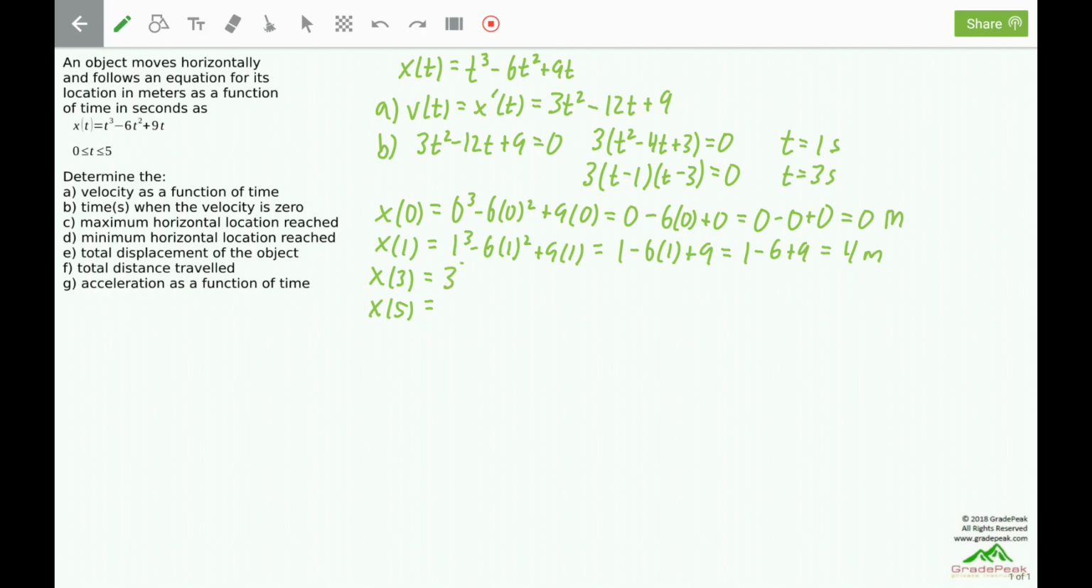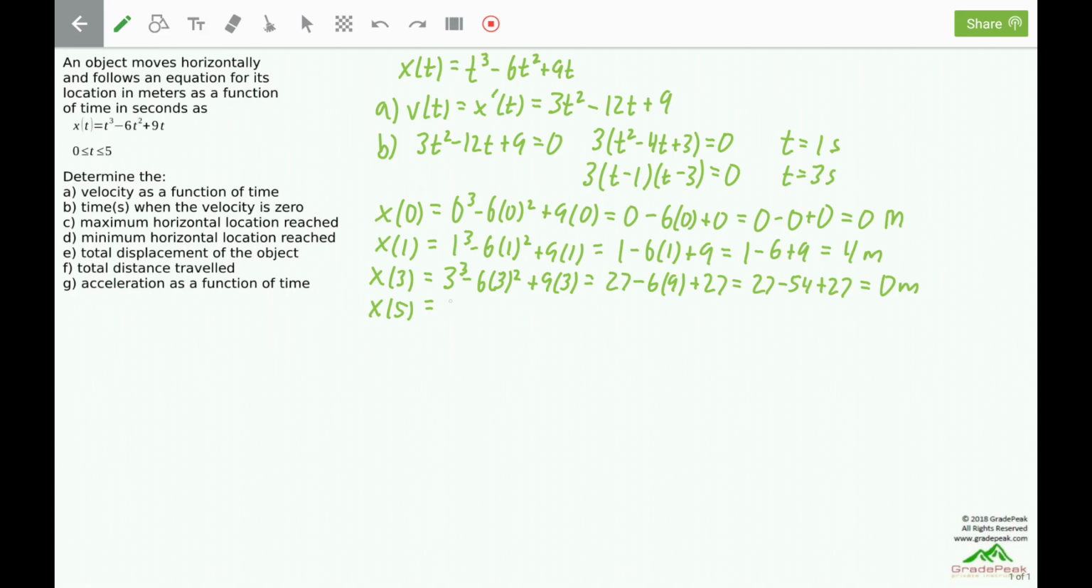X of 3 will be 3 cubed minus 6 times 3 squared plus 9 times 3. 3 cubed is 27, minus 6 times 3 squared is 9, plus 9 times 3, which is 27. We'll have 27 minus 6 times 9 is a minus 54, plus 27. 27 minus 54 is negative 27, plus 27 is 0, and we have 0 meters.